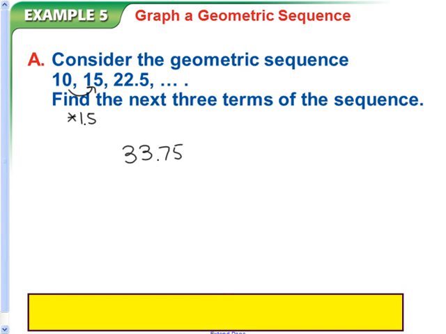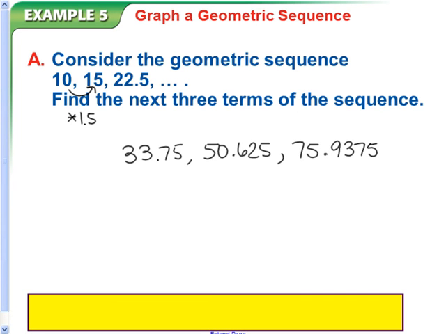33.75, times by 1.5 again, 50.625, times that by 1.5 again, 75.9375. Now with this, I'm going to have you keep all the decimal places. But those are our next three terms.